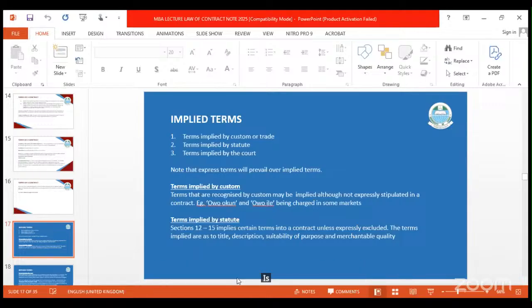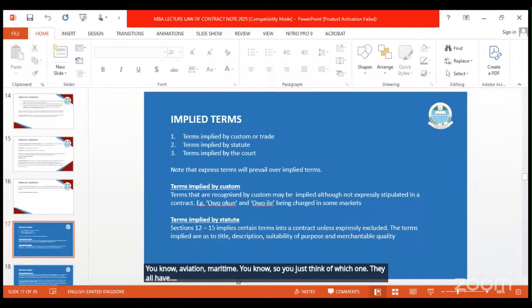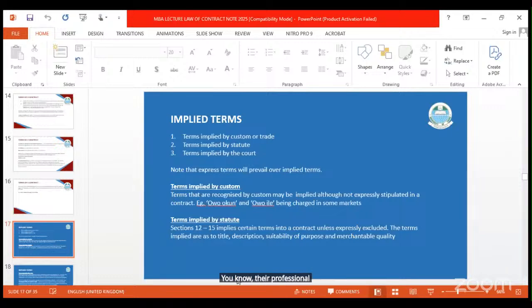Just think of it: medical practice, pharmacy, nurses, aviation, maritime. So you just think of which one. They all have their professional way of doing things. And so once you are contracting, once you are dealing in that sector, whether you have included those professional aspects into a contract or not, they are still implied. Custom, the way of doing things within the community.